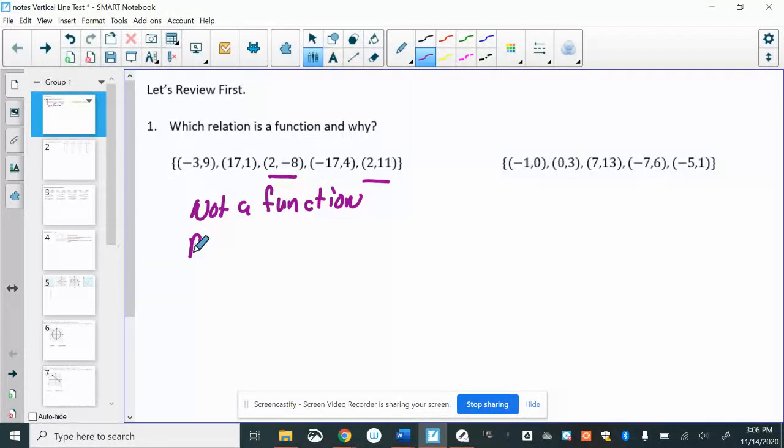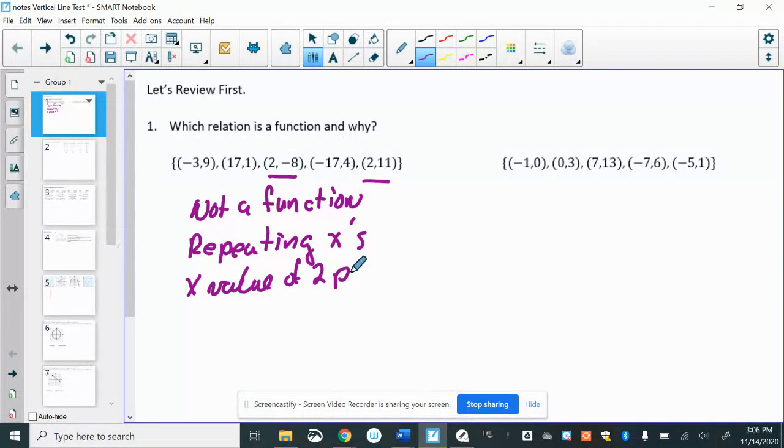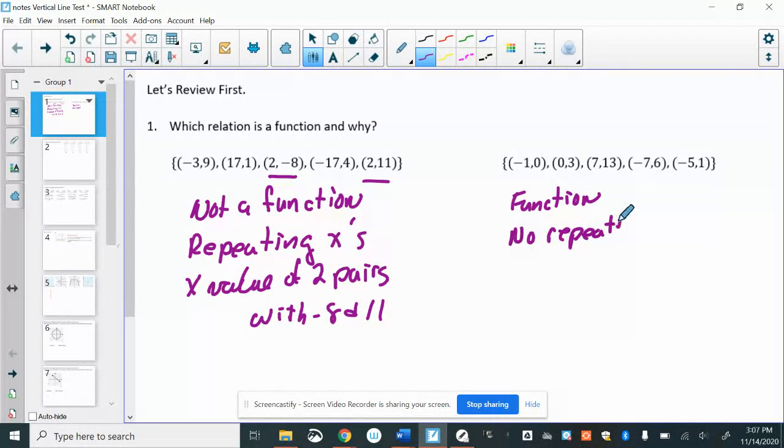We have repeating x's. An x value of 2 pairs with -8 and 11. And again, it can only pair with 1. When I look at the x values over here, -1, 0, 7, -7, 5, this is a function. There is no repeating x's, and each x pairs with 1 y.